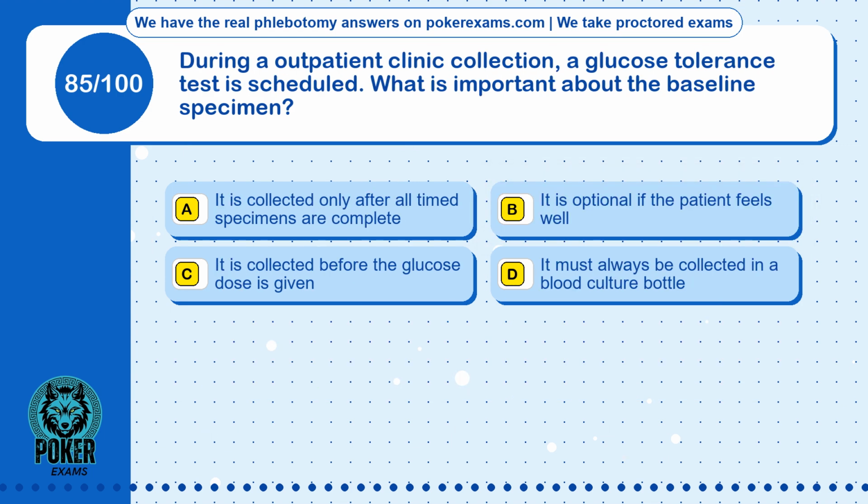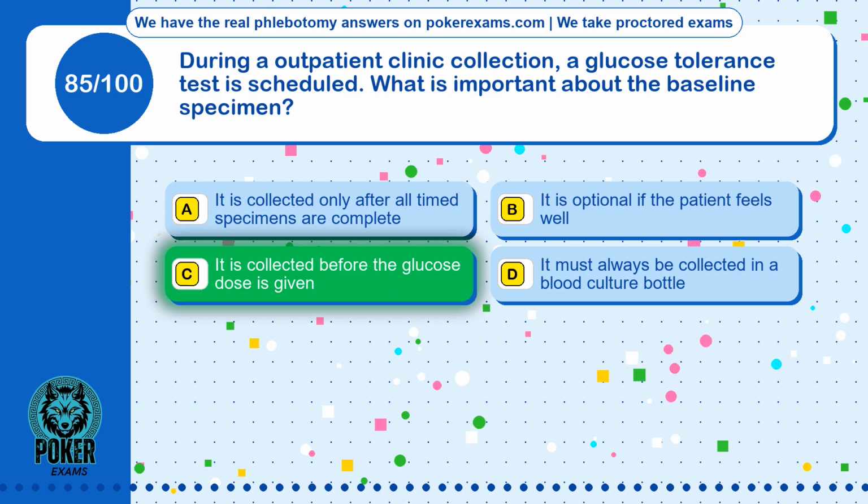Question 85. During an outpatient clinic collection, a glucose tolerance test is scheduled. What is important about the baseline specimen? Option A. It is collected only after all timed specimens are complete. Option B. It is optional if the patient feels well. Option C. It is collected before the glucose dose is given. Option D. It must always be collected in a blood culture bottle.